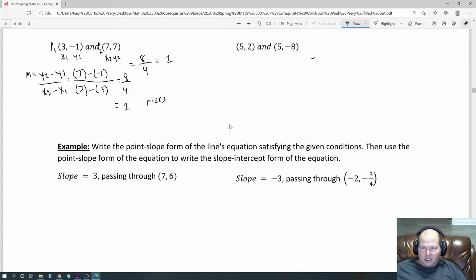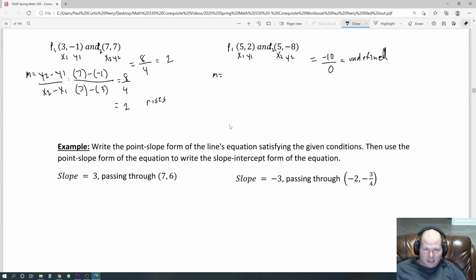Next one. Just looking at this, we can tell that the y's go from 2 to -8, so it went down 10 to get there. And 5 to 5 for the x values, or the run, is 0. It did not change at all. So because we're dividing by 0, we know this is undefined. Okay, so let's do it the long way to verify. Point 1 is x1, y1. Point 2 is x2, y2.